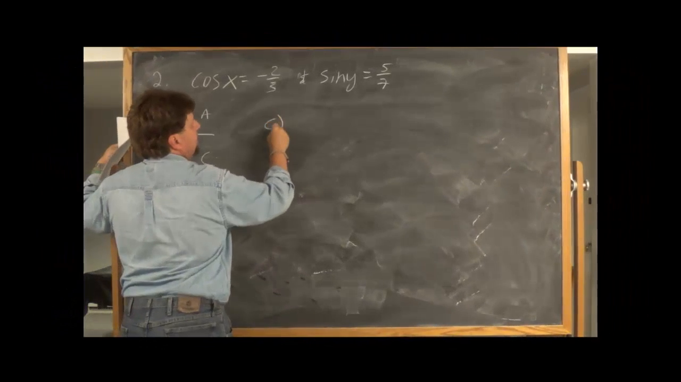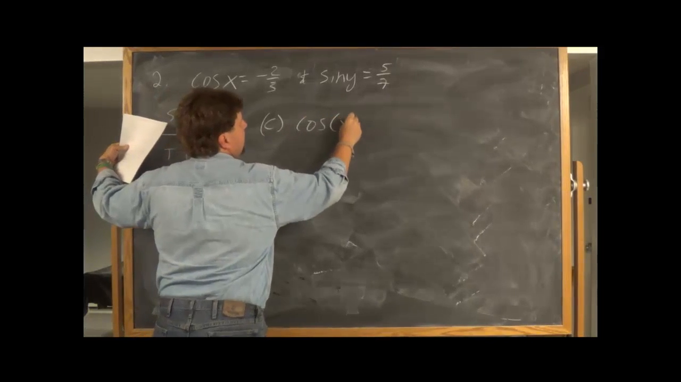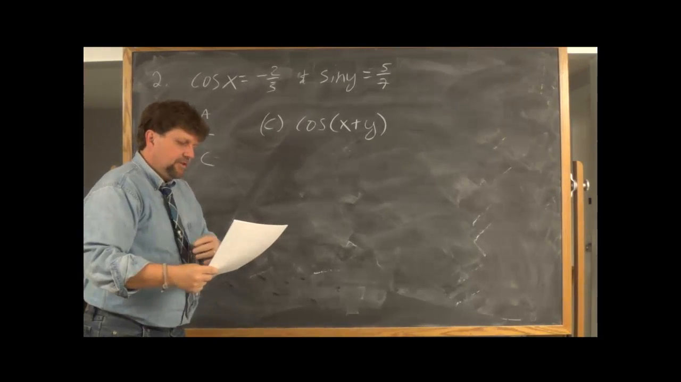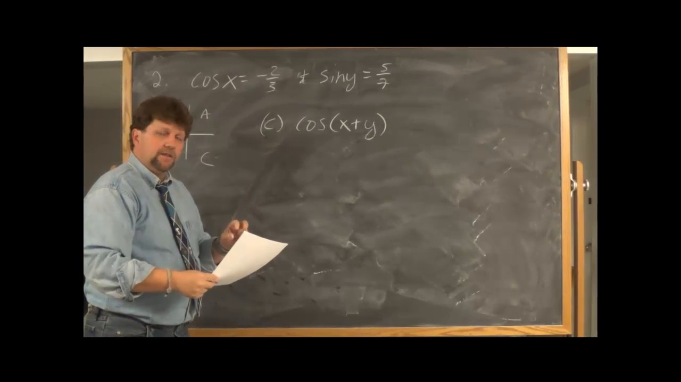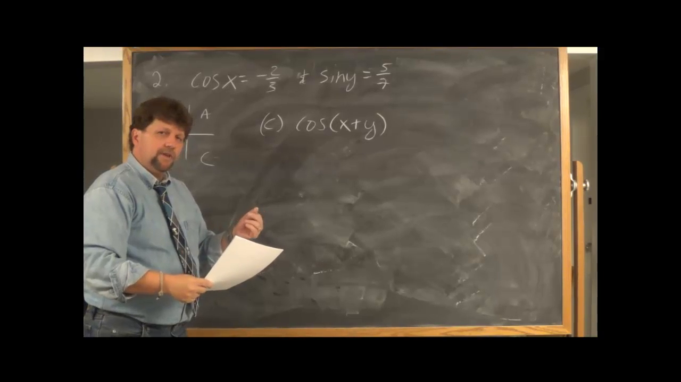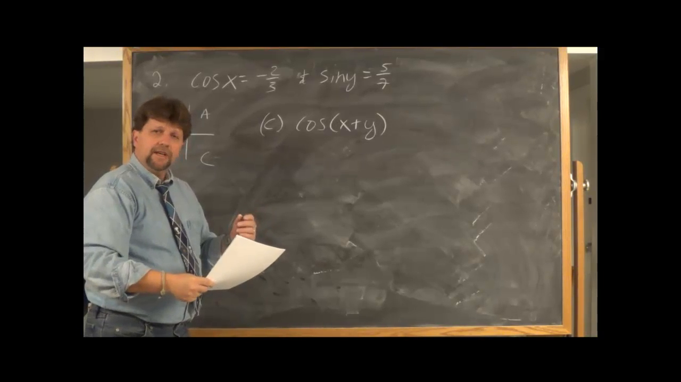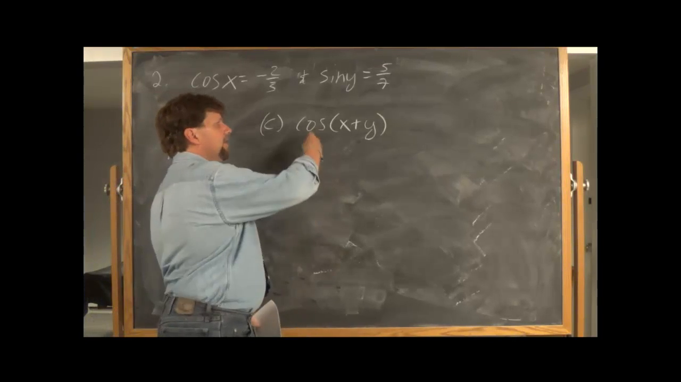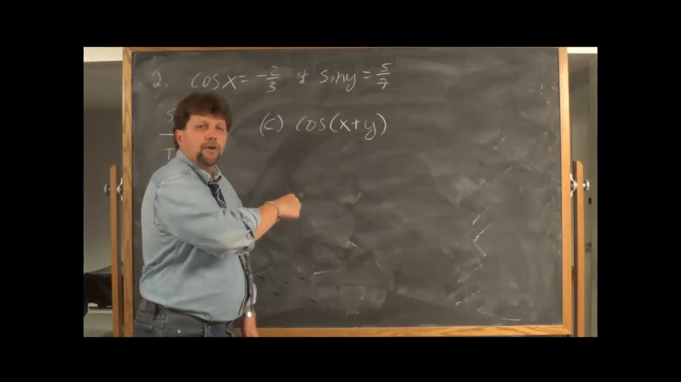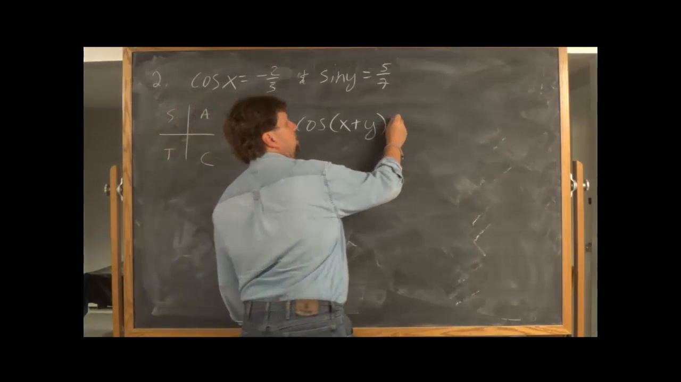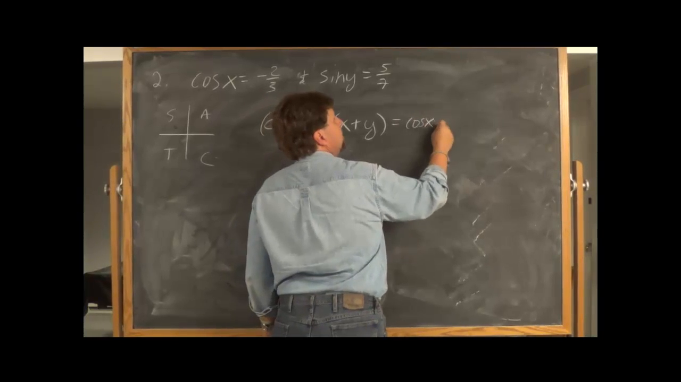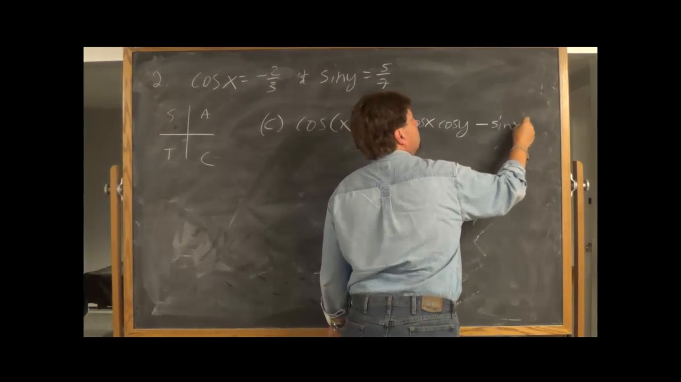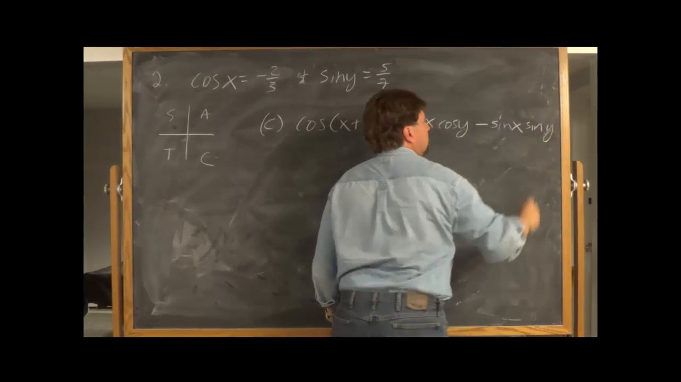Okay, in part C, I asked you to find the cosine of x plus y. So this is one of your sum identities. There were sum identities for cosine and sine, as well as difference identities for cosine and sine. This is using the sum identity. So you need to know that you can rewrite cosine of x plus y as cosine of x times the cosine of y minus the sine of x times the sine of y.